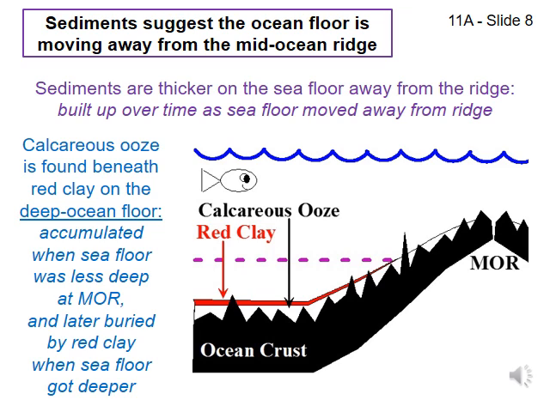In addition, on abyssal plains a thick layer of calcareous ooze can be found beneath a layer of red clay on the ocean floor in some places. Calcareous ooze accumulates in shallower water, so it should not be found deep on the abyssal plains, but it can accumulate at the mid-ocean ridge and then move to the abyssal plains as the ocean floor that the sediments rest on moves away from the mid-ocean ridge over time.